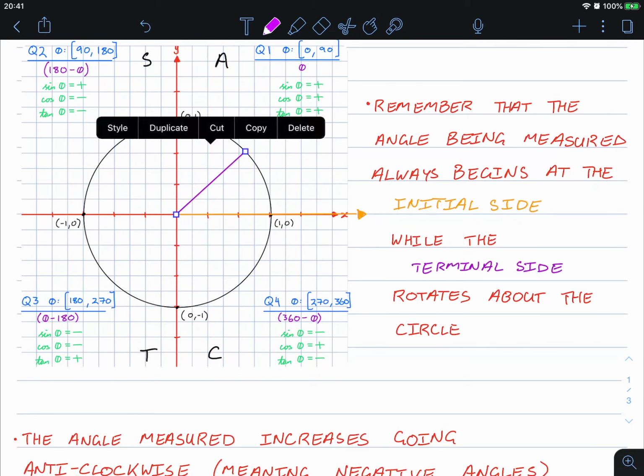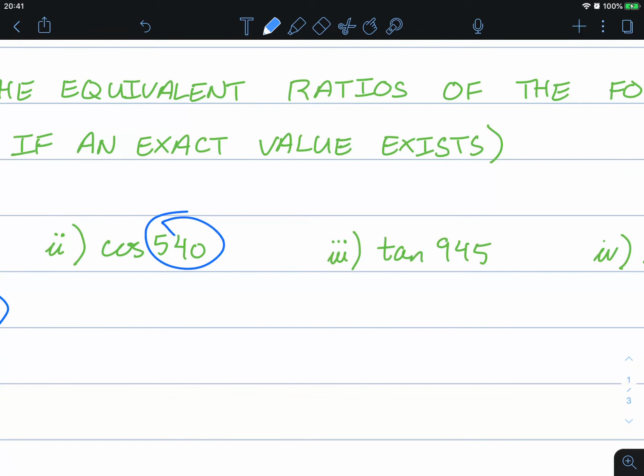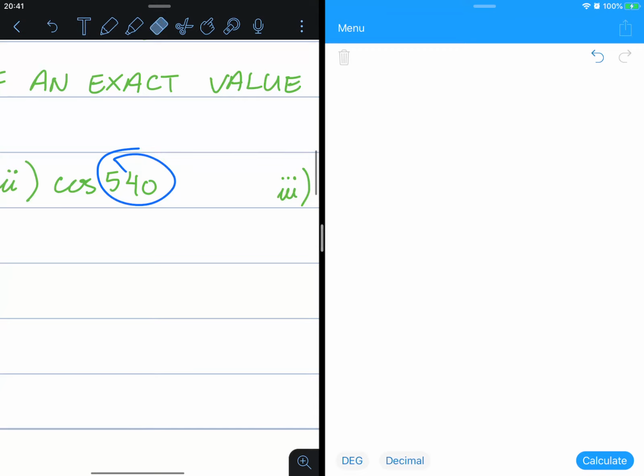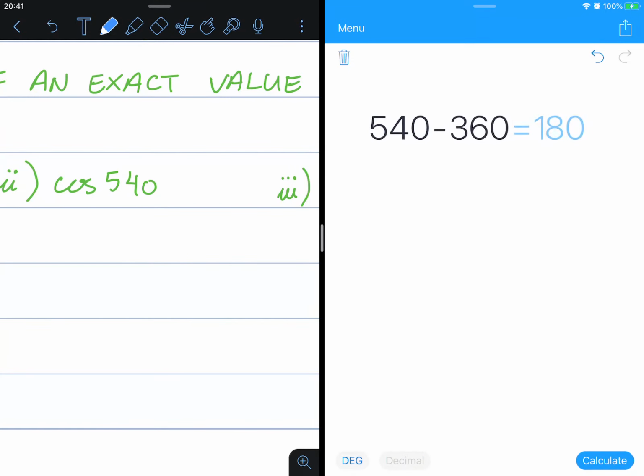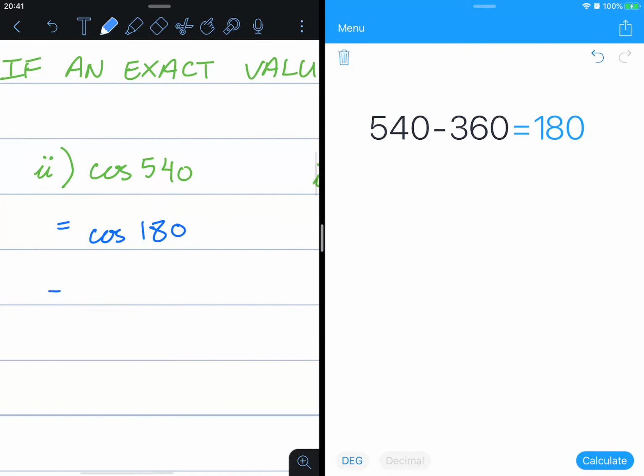So what I tend to do is I just take the number that we have and we subtract 360 from it. Let's figure out what that angle is. 540, take away 360. That gives me cos of 180. So this is the same as cos of 180. And if we can recall, that is on the boundary. Cos of 180 is equal to -1.